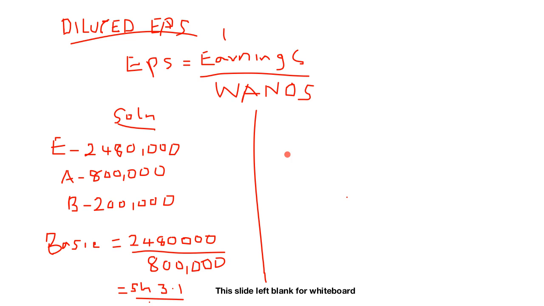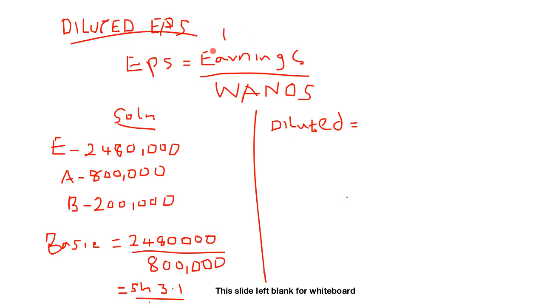Then if we move to the diluted earnings per share, please make sure you make the correction in your notes. We are told that on 1st January 01, the company issued 200,000 shares. I know in your notes it is written 20x0. It is not 20x0,000, but 200,000 shares.